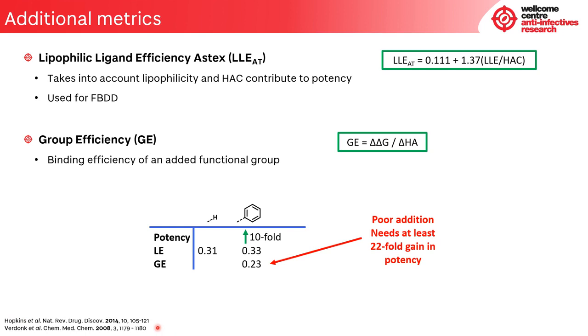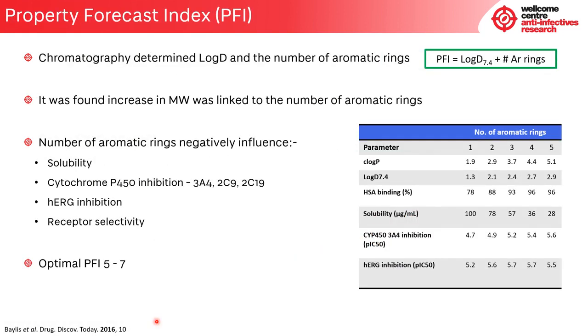Another metric that's perhaps not used as widely but is still very important is the property forecast index. What the property forecast index does is take into account your logD value with respect to the number of aromatic rings. We know that molecular weight increases as we move through the drug discovery pipeline, and most of our drug molecules contain aromatic rings, 1, 2, 3, hopefully no more than that, but you can see that some drug molecules actually do contain a large number of aromatic rings.